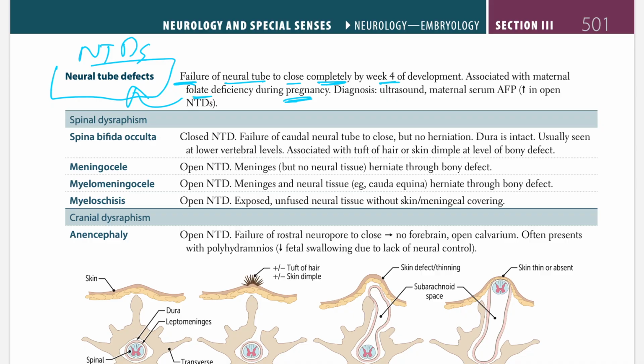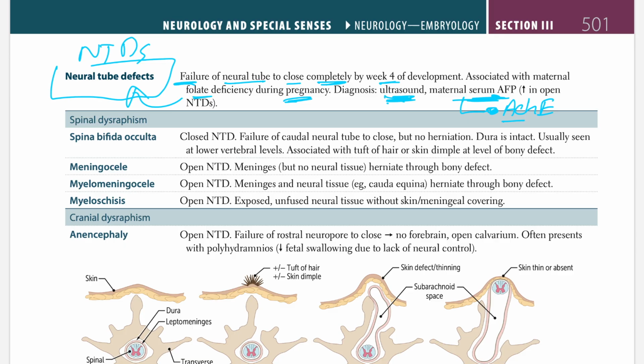How do you diagnose this? You can diagnose it by doing ultrasound, maternal serum AFP levels, and also one more thing that you can see is acetylcholinesterase levels, AChE. So these things can be seen in the maternal serum, like AFP and AChE.